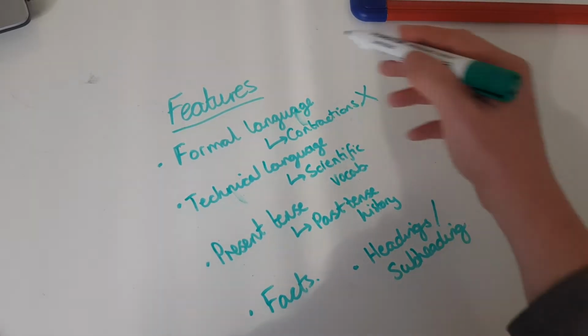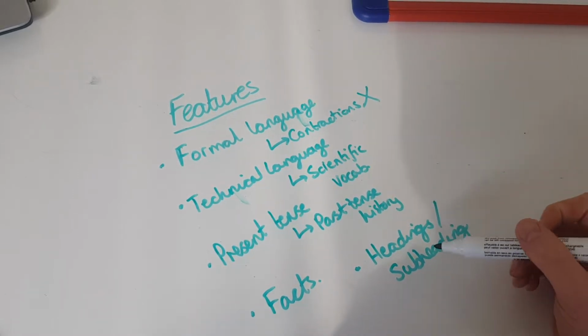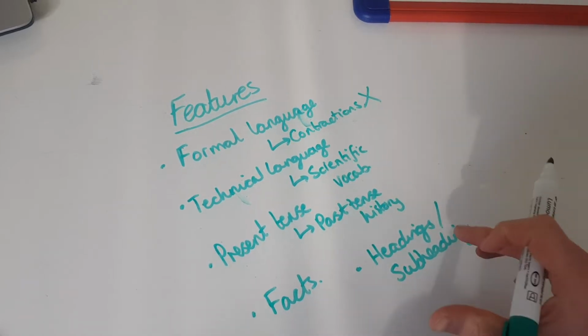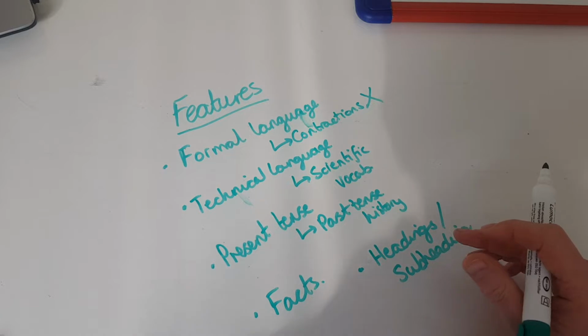All right, so that's sort of your basic features of a non-chronological report. If I've missed anything else out there that you're screaming at the screen about now, put it in the comments on Class Dojo. The other one, Google Classroom.